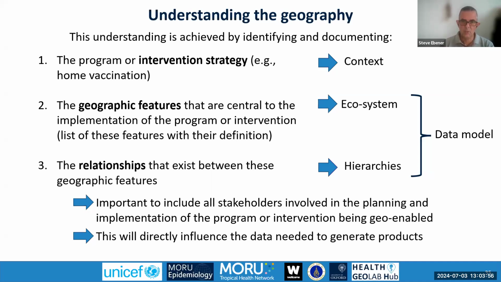And it's really important because how the program or the interventions are being implemented will have an impact on the second element here, what we call the ecosystem, which is composed of the different geographic features that are central to the implementation of that project or intervention. So in order to define this ecosystem, we need to have the list and also the definition of these different geographic features.